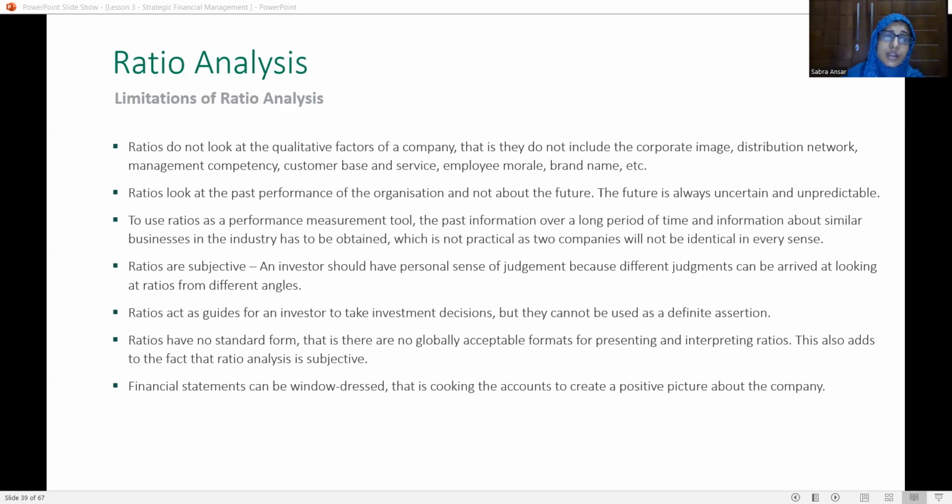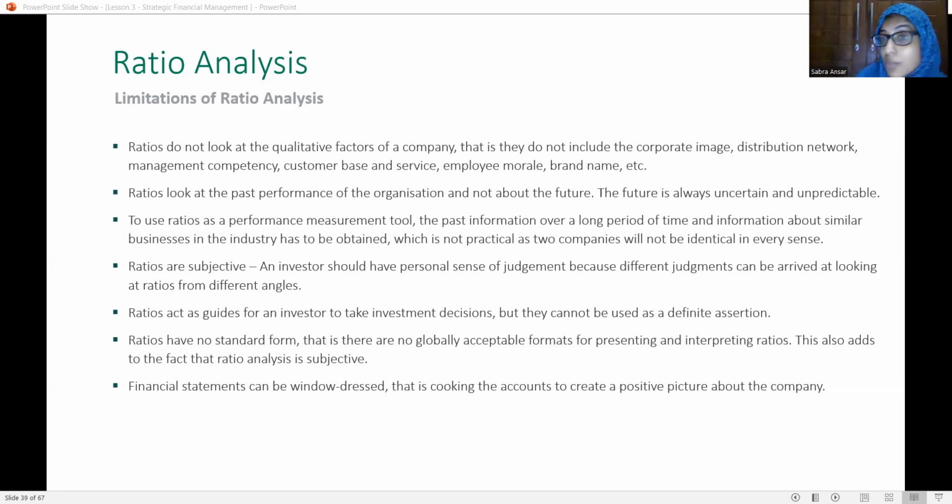One of the main limitations is that ratios do not look at the qualitative factors of a company. They do not include the corporate image, the distribution network, the management competency, the customer base and service, the employee morale, the brand name. These things are not included when the ratio is calculated. So a company which is well known might have a ratio calculation which is not that good. However, due to things such as the distribution network or the corporate image, the company might be a better investment. So not including these qualitative factors is a limitation of ratio analysis.